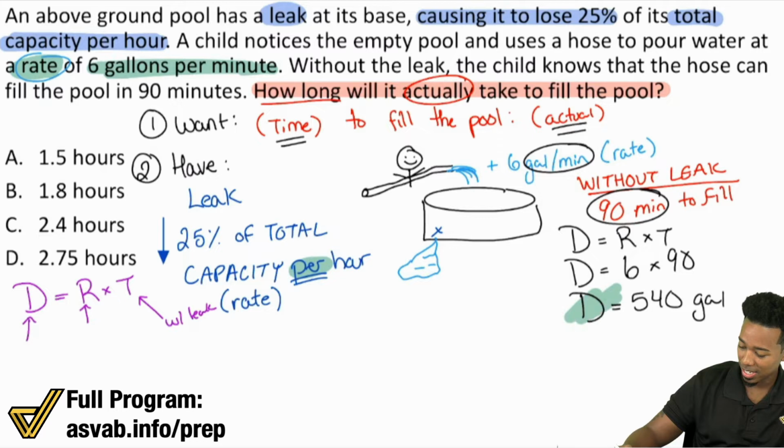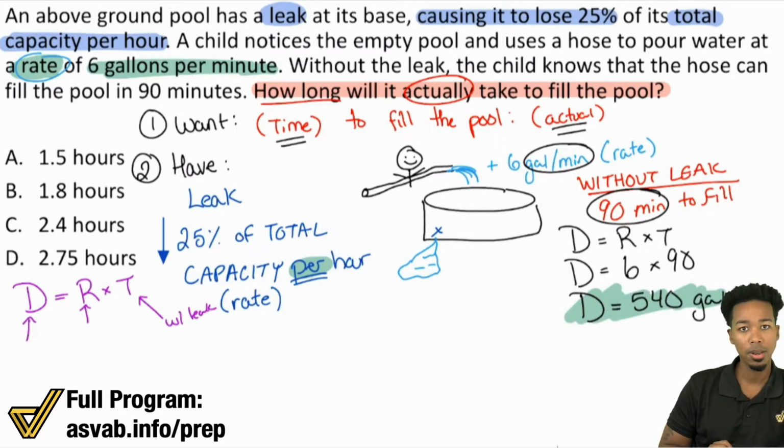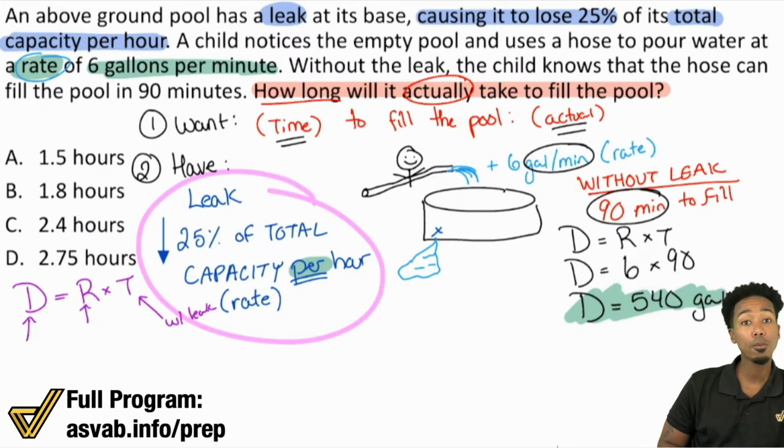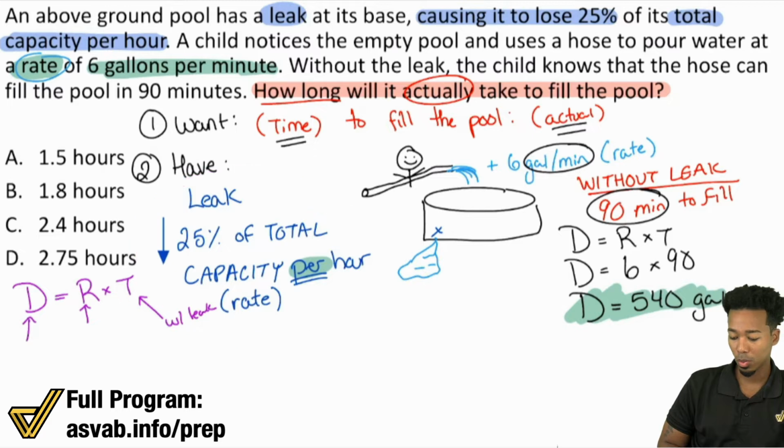540 gallons is the total amount that the pool can hold. Now, why does this help us? Because, my math party people, guess what? Earlier, we were told that the rate for the leak was 25% of the total capacity per hour. So what does that mean?